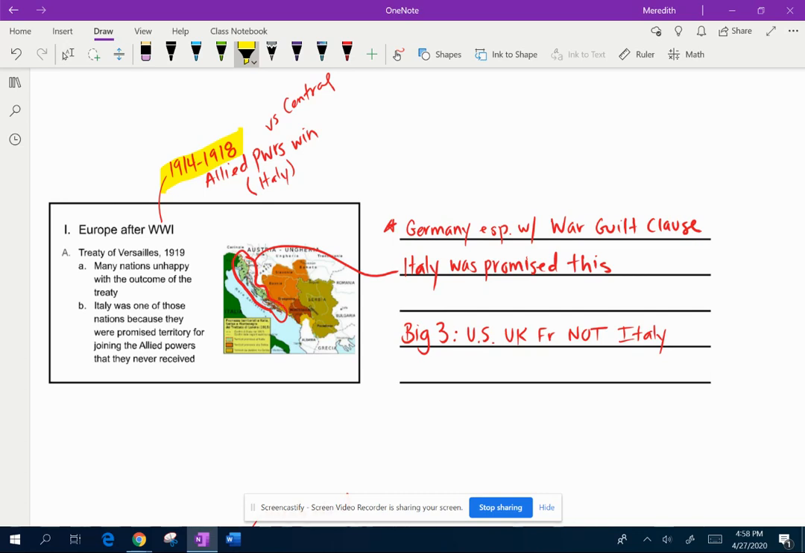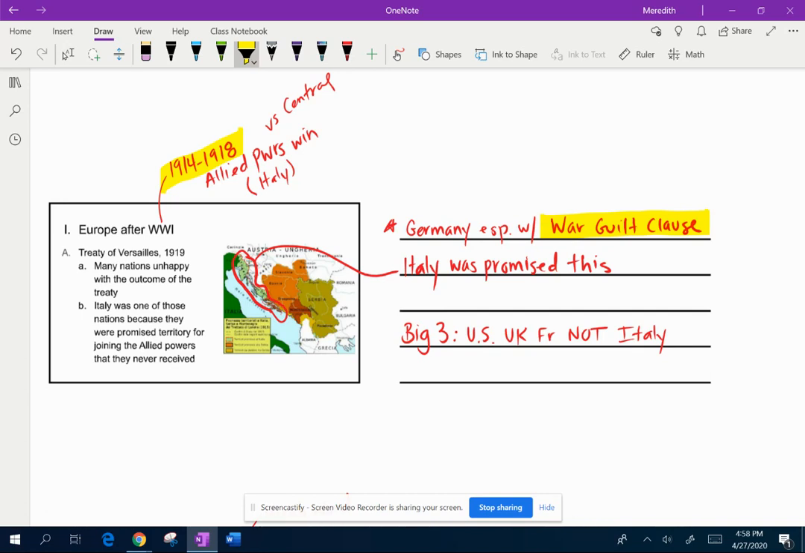And we know, and this is me just reminding you because World War II is going to be our next and our last unit, Germany is especially upset because of the War Guilt Clause that required them to take full blame for World War I.